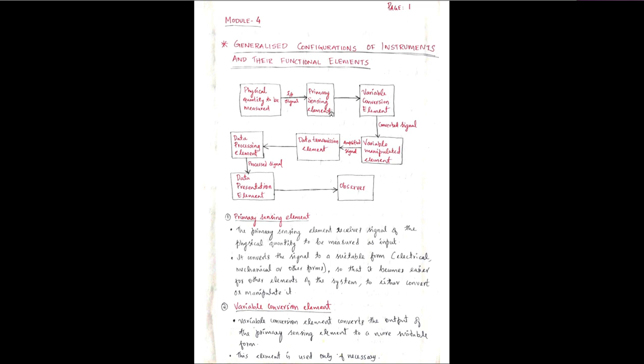This data transmission is present in every module. From one module to another it will be transmitting. So it is present everywhere, and the transmitted data comes to the data processing element. This element compares it with a standard value, processes the data, and gives it to the data presentation element. In the data presentation element, the data is in a readable format, and the observer can read it. So this is the block diagram, and we will see it in detail.